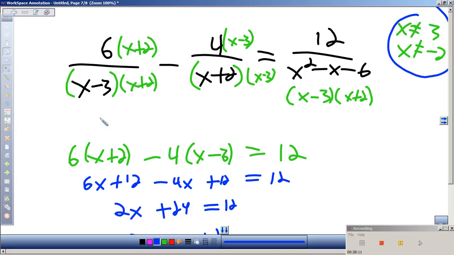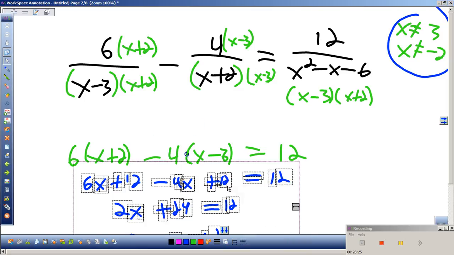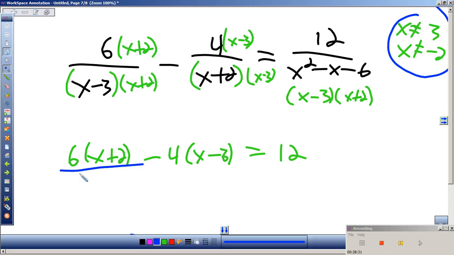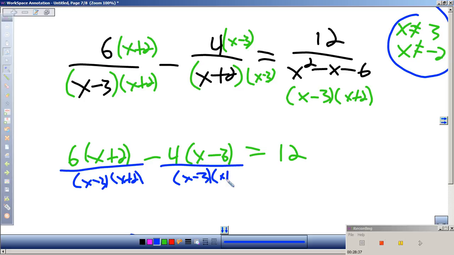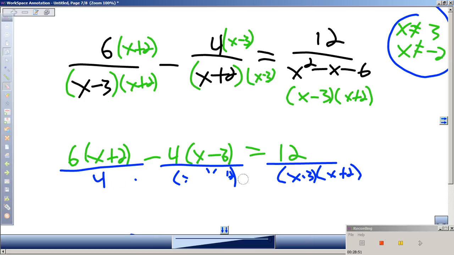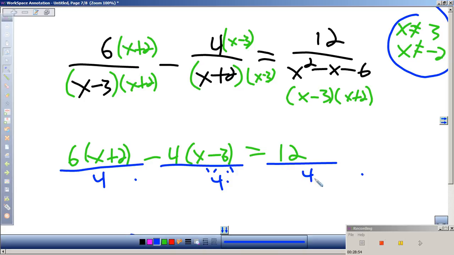So think about what this would look like after we did this. If we didn't ignore the denominator, we would have this over x minus 3, x plus 2, x minus 3, x plus 2, x minus 3, x plus 2. No, I can multiply everything by x minus 3, x plus 2, and it all cancels. So just like if we had a number like 4 down here, what would I do to solve it? Multiply everything by 4, right? And then the denominator didn't do anything.